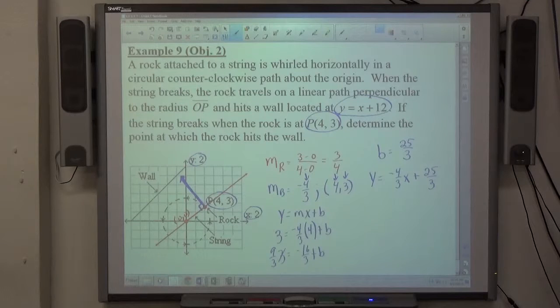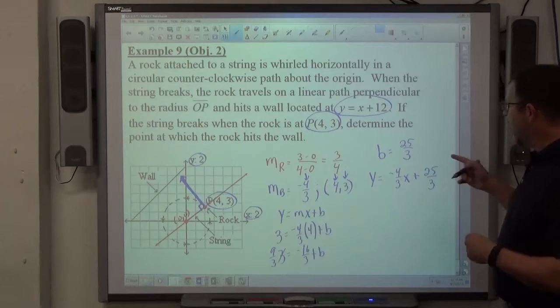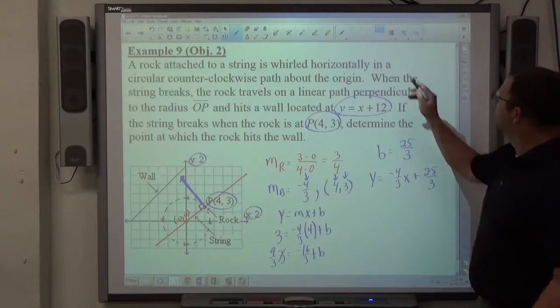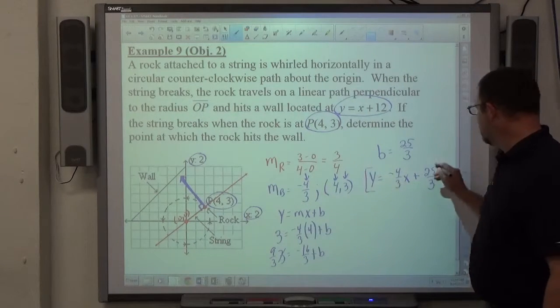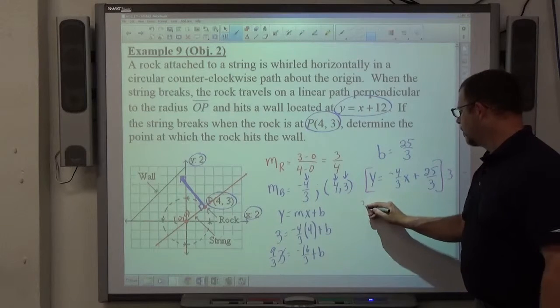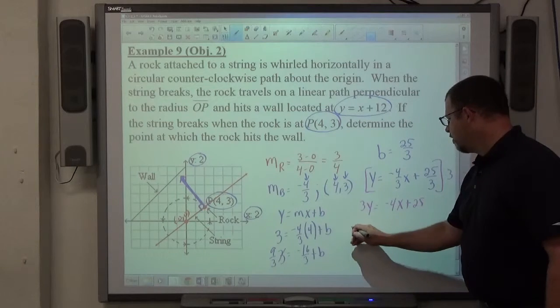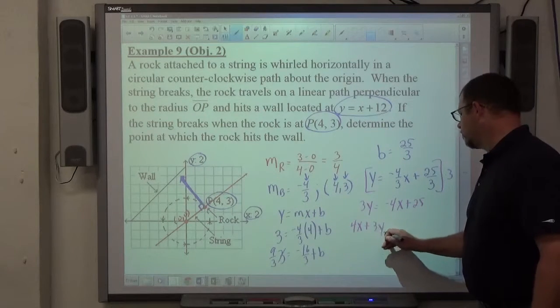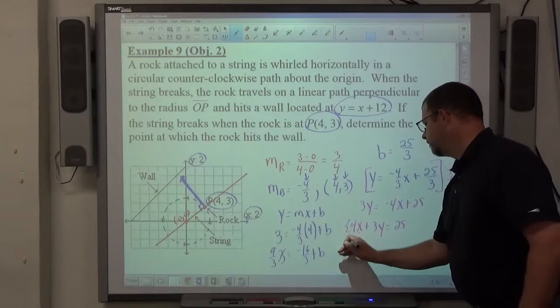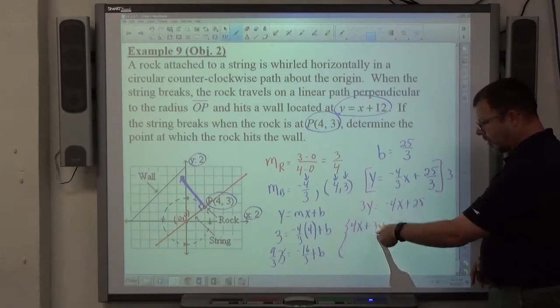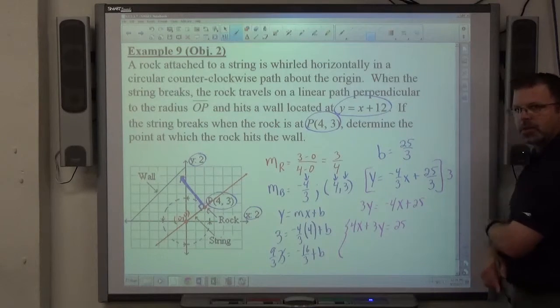Now, most of us like elimination better than substitution, right? It's usually more efficient. Whatever works. In this case, substitution works fine, but we got all these fractions to deal with anyway. What I would probably do with this blue equation is I'd take everything times 3 to get rid of the fractions. So 3y is equal to negative 4x plus 25, which becomes 4x plus 3y equals 25. 4x to the left becomes positive, 3y stays on the left, stays positive, 25 stays on the right, stays positive.